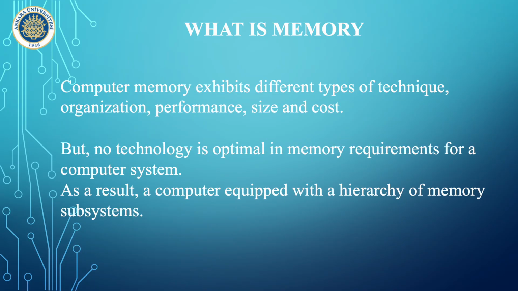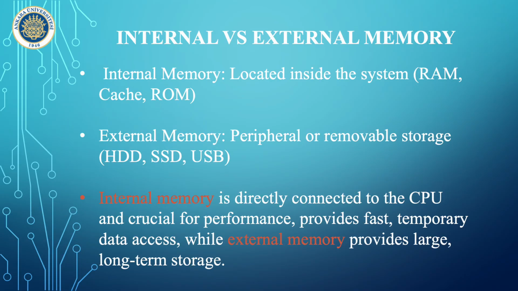Computer memory exhibits different types of techniques, organizations, performance, size and cost. But no technology is optimal for all memory requirements of a computer system. As a result, a computer is equipped with a hierarchy of memory subsystems. We usually divide memory into two main categories: internal memory and external memory.